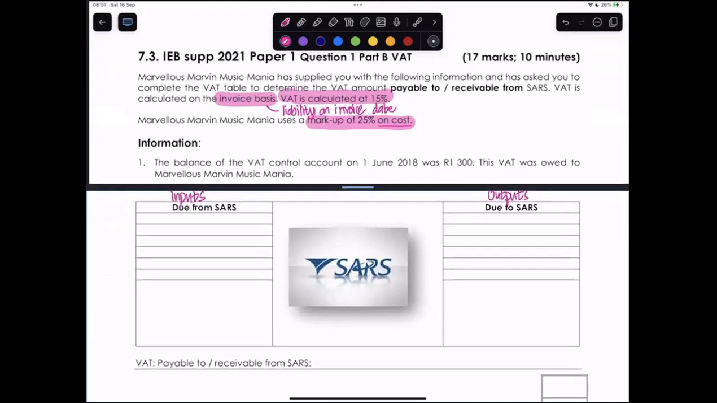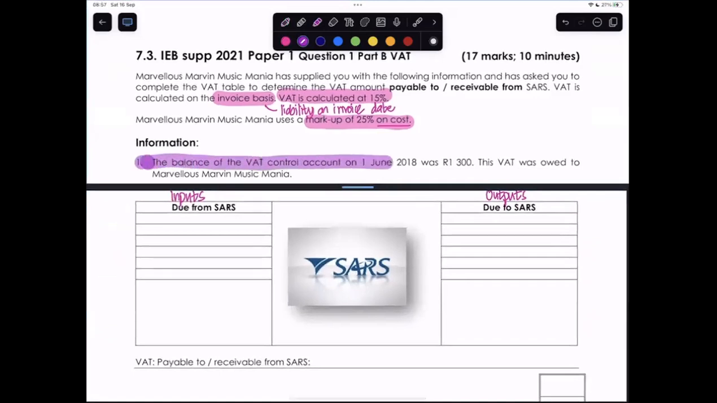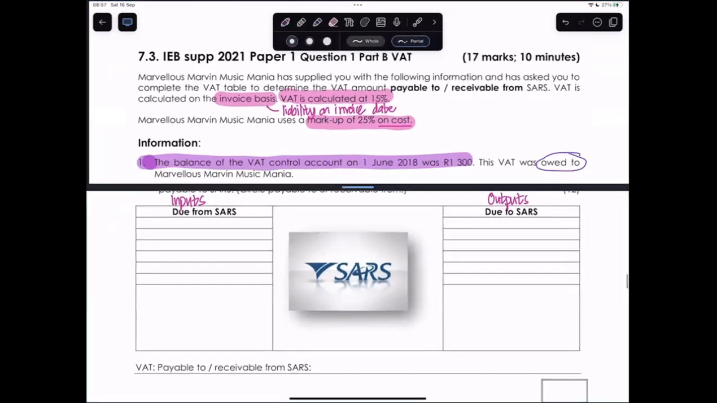So the first one over here says the balance of the VAT control account on the 1st of June was 1,300. This VAT was owed to Marvelous Music Mania. If it was owed to, it means it's due from SARS, and so that would have been a balance at the beginning of the 1,300 due from SARS.